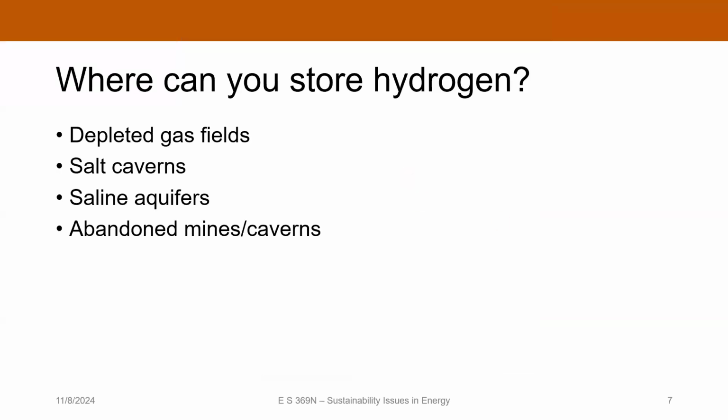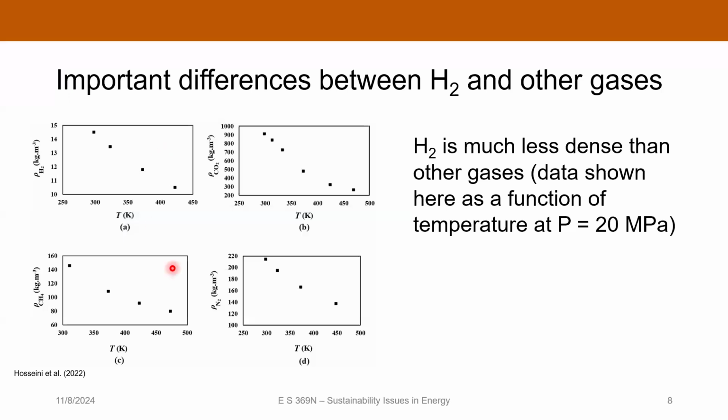Okay, so like we talked about earlier, you can store hydrogen in depleted gas fields, salt caverns, aquifers, or lined caverns or mines. There's all kinds of places you can put it. As with anything that we talk about in this class, there are challenges associated with subsurface storage, much of which has to do with the different properties that hydrogen has compared to other gases. So this is looking at the density of different gases as a function of temperature at 20 megapascals. That's roughly the pressure at 2 kilometers depth under hydrostatic conditions.